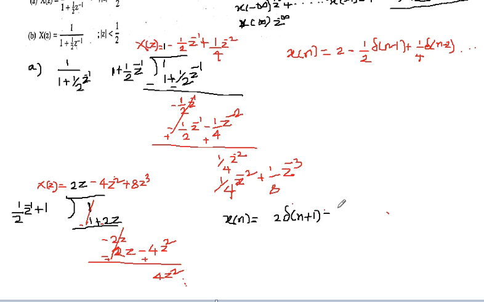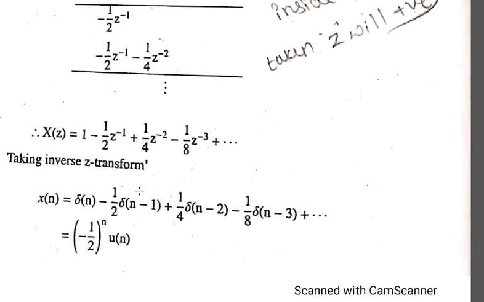minus 4 del of n plus 2 plus 8 del of n plus 3 and so on. So we can put dash dash and this would be the solution. So even one can write this first one as, so we have del of n minus 1 by 2 del of n minus 1 plus 1 by 2 del of n minus 2 can be written as minus of 1 by 2 raised to n into u of n.